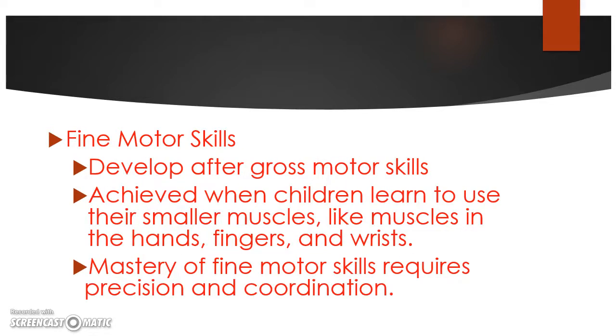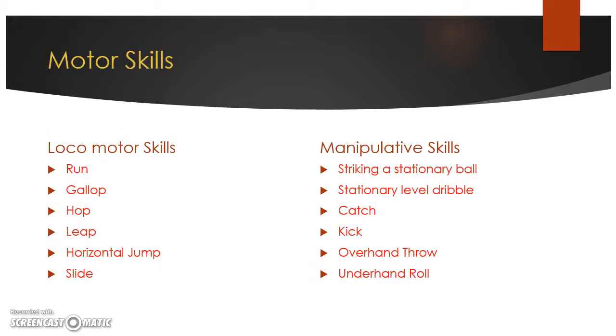Now fine motor skills will develop after your gross motor skills, and they're achieved when children learn to use their smaller muscles, like the muscles in the hands, wrist, and fingers, all the little fine muscles. Now the mastery of these muscles is going to require more precision and more coordination to master and perfect throughout your life. We already talked about it, but here are the two subtests we'll be looking at today.